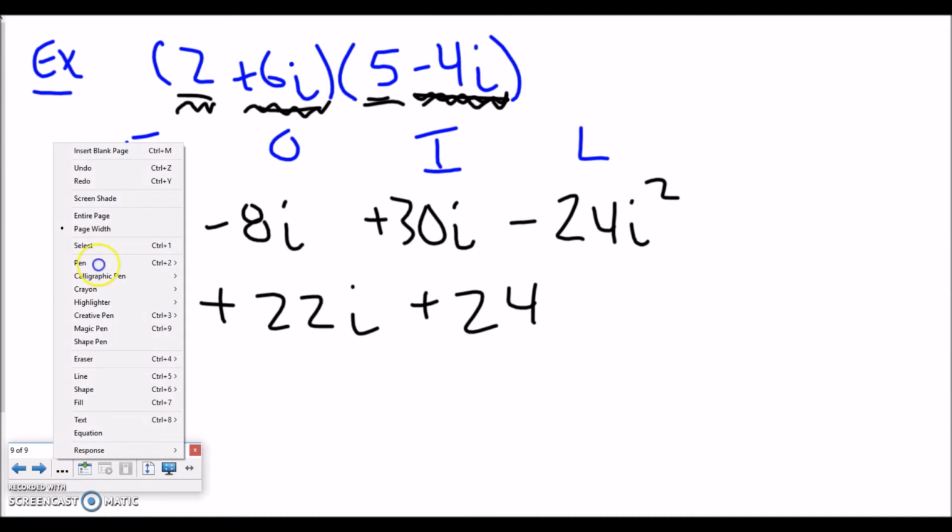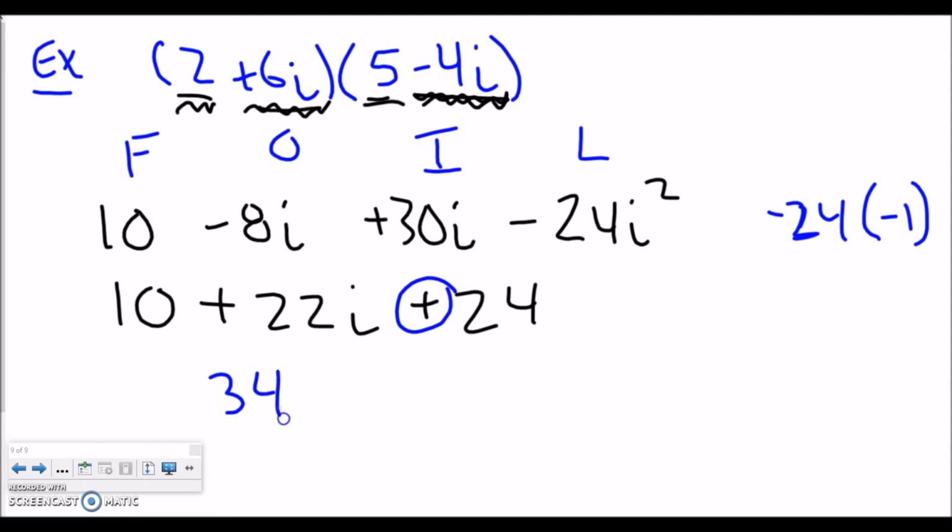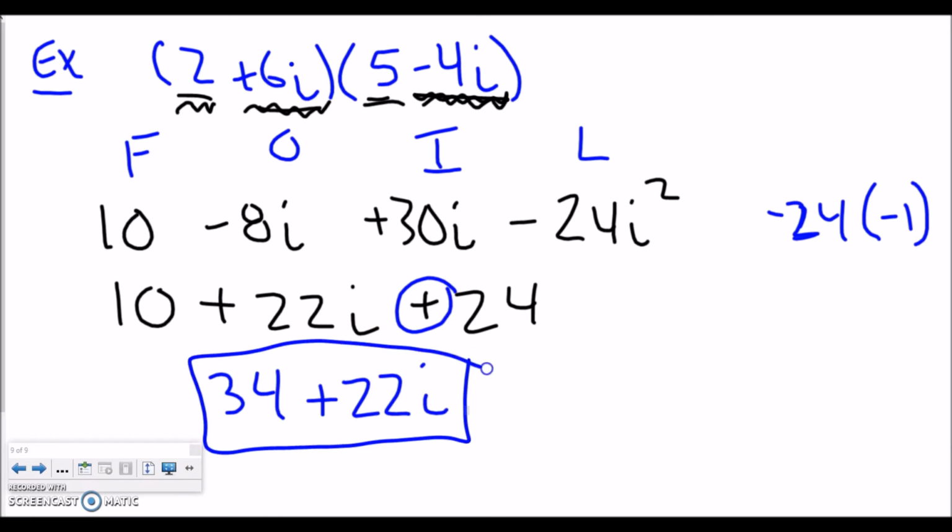Why does that sign change? Well, because i squared is the same as negative 1. And a negative 24 times a negative 1 is a positive 24. So that gives me 34 plus 22i because of the 10 and the 24.